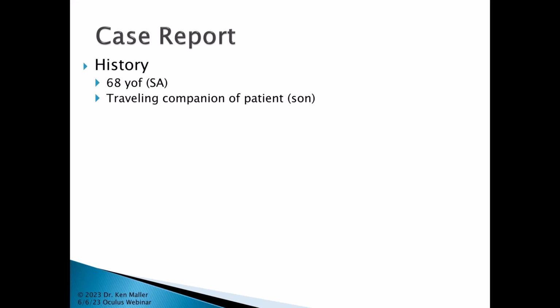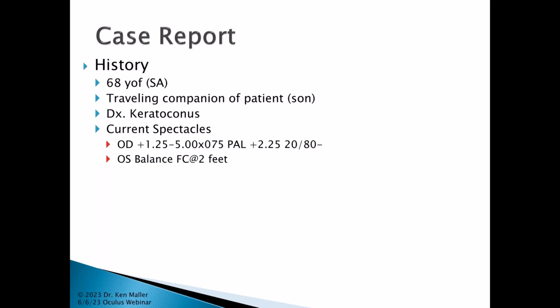So she thought about it over the weekend, and she decided on Monday that she was going to let me examine her, even though she was leaving the following Wednesday, 2 days later. So she has keratoconus. Her glasses are, as you see there, 5 diopters shown on the right and a progressive, and that gave her the wonderful acuity of 20/80 minus, which was her better seeing eye out of the glasses, because the other eye only had finger counting vision at 2 feet. It was just a balance lens.